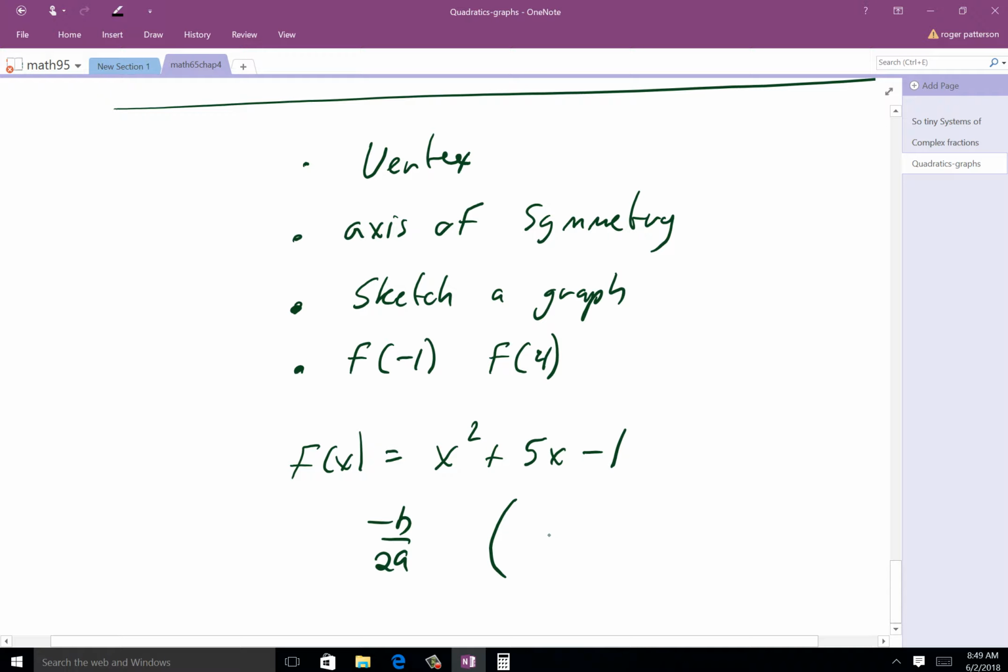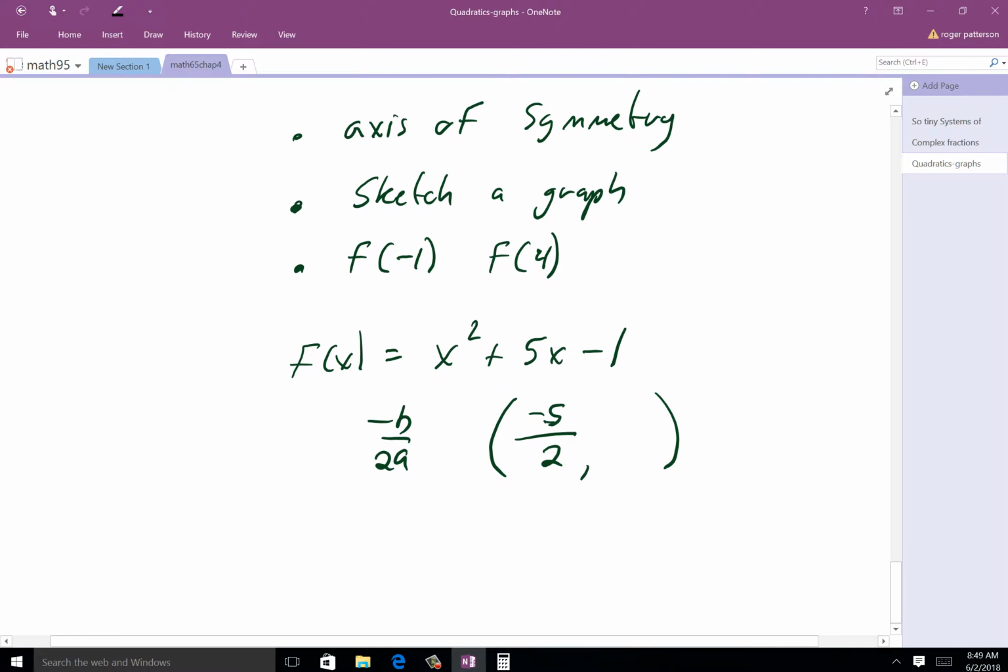B is negative 5. A is 1, so it's going to give me a 2. Okay. And this time I do have the sign right. So I have negative 2.5. I'm going to make it a decimal. And I don't care if you put a decimal or a fraction. Last one we did a fraction, but it doesn't really matter.